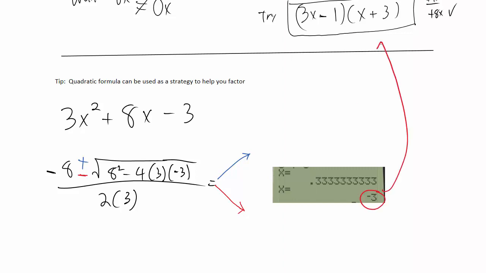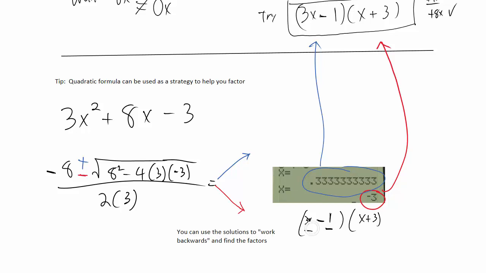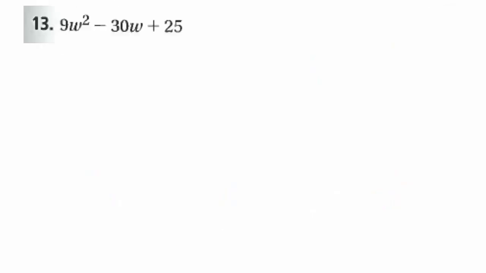If one of my solutions is negative 3, that matches up with the factor of x plus 3. So if I know one of my solutions is negative 3, that means x plus 3 is a factor. Then I can use that to more easily find the other possibilities. I can see that 3x and the 1 work out here. So you can use the quadratic formula to reverse engineer your factors. A little harder to spot is that the 0.3 repeating is the 1/3 solution, but it does lead to that factor I marked with the blue arrow there.